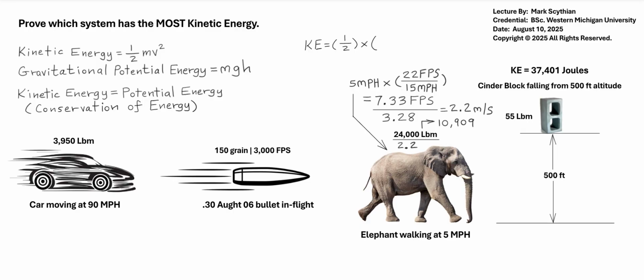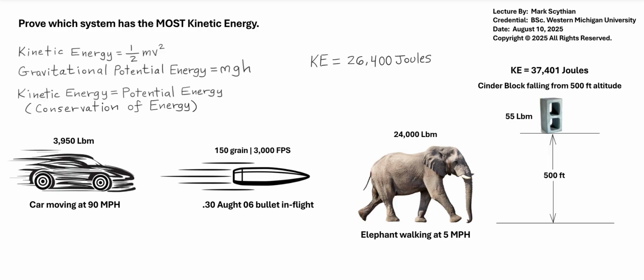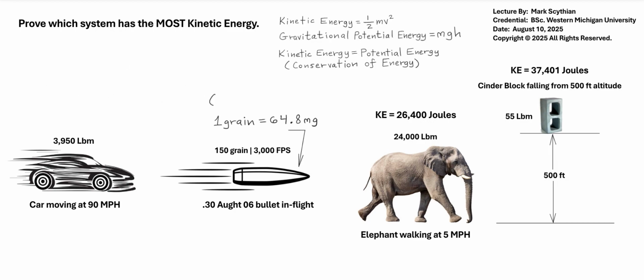And then we convert the elephant's weight in pounds to kilograms of mass. So then it's 24,000 divided by 2.2, or 10,909 kilograms. So 1/2 mass times the velocity of 2.2 meters per second, quantity squared. So we calculate a kinetic energy for the elephant of 26,400 joules.